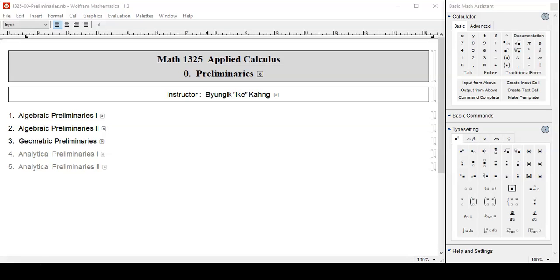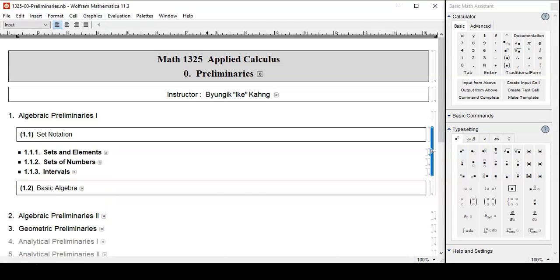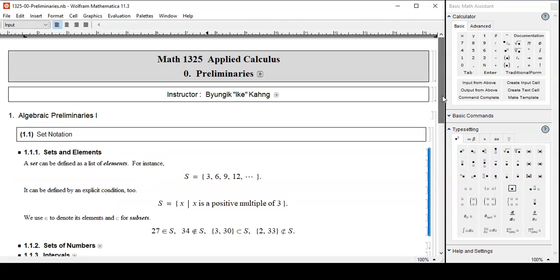So please be comfortable. Let's go to section 1, Algebraic Preliminaries 1. The first topic, set notation. Well, let's breeze through this. Everybody should remember the notations and the expression of sets and elements, the list expression, set builder expression, and elements versus subsets. All good? Feel uncomfortable? Then go back to that optional video.